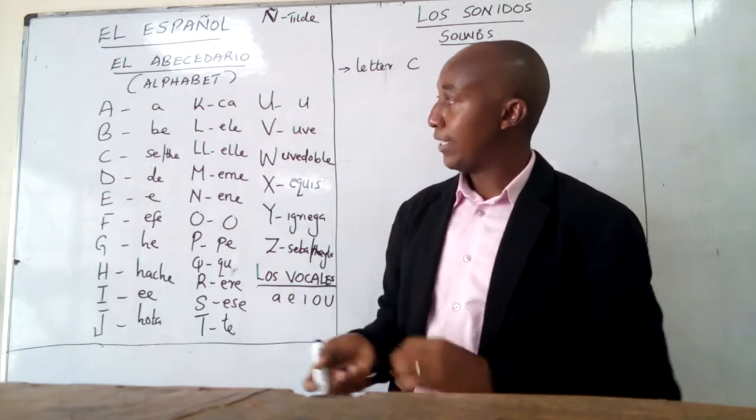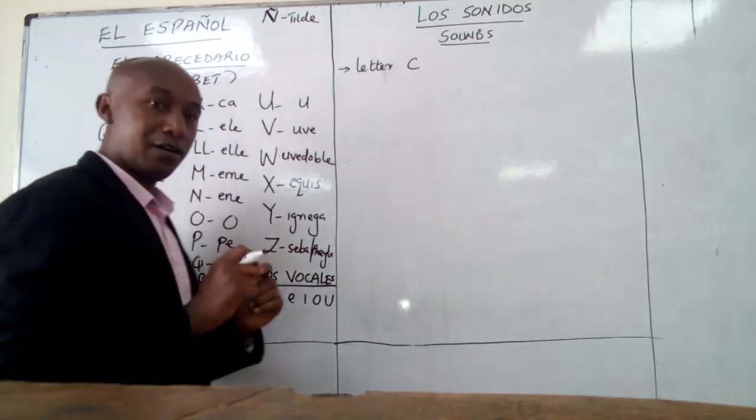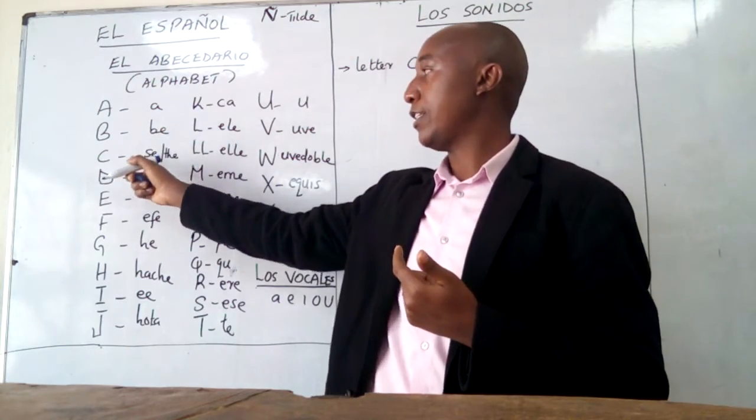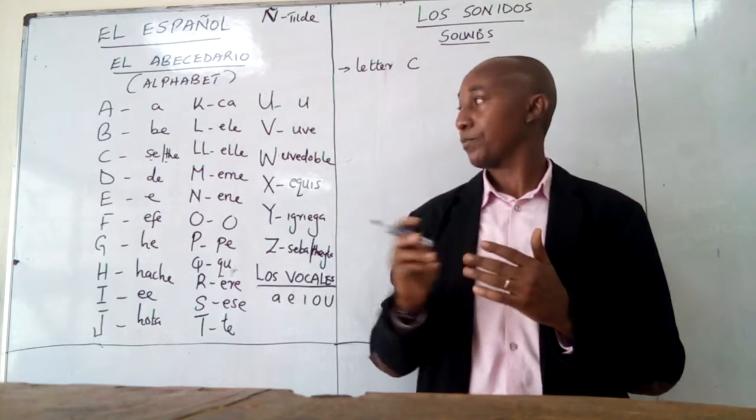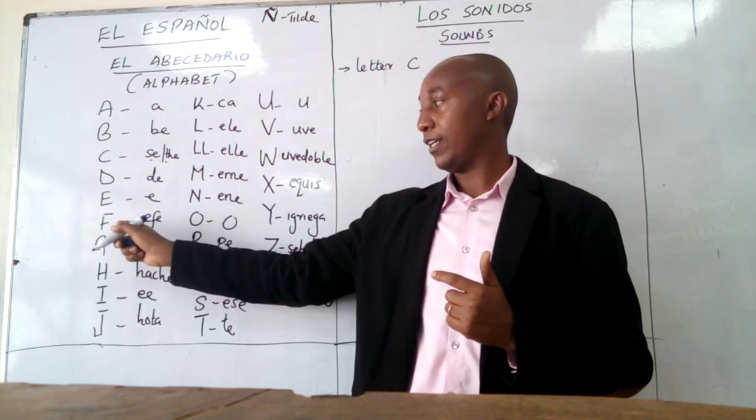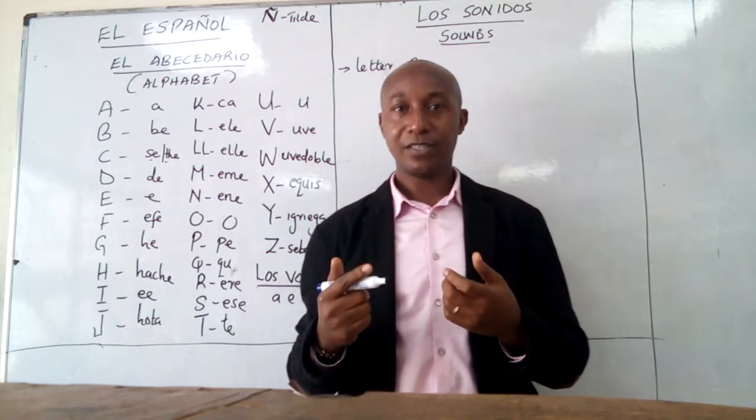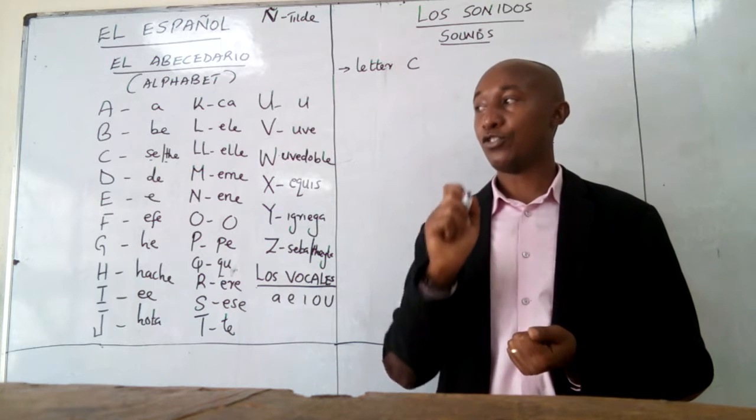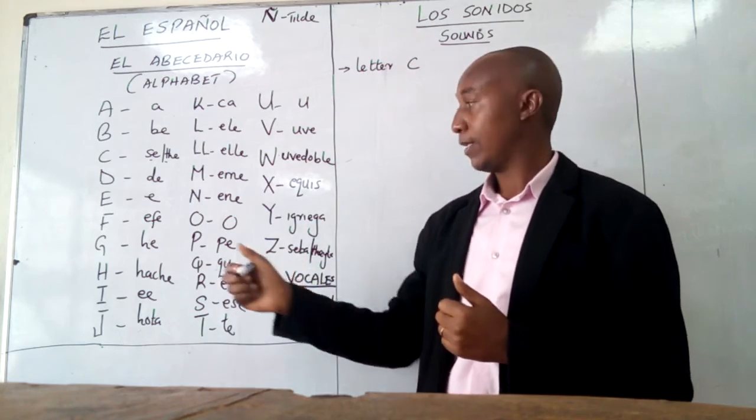So let's begin with letter A. Letter A will be pronounced as A. Letter B will be B. C can be C or D, depending on the origin of the speaker. Letter D is D. E is A. F is F. G is H. So we don't use the G sound in this case. We're going to have what we call a strong H sound. So we say H, but not J or G.